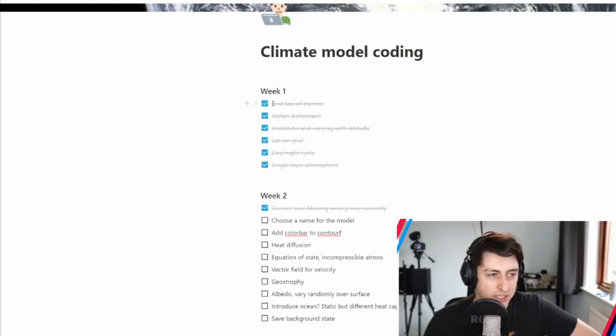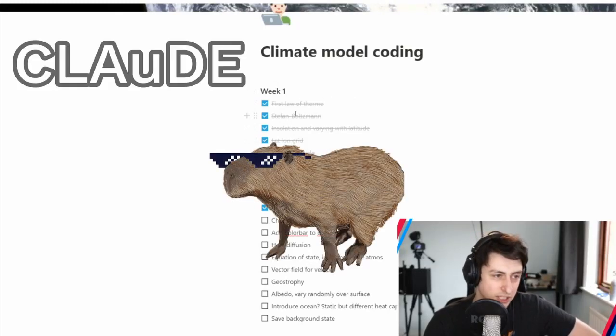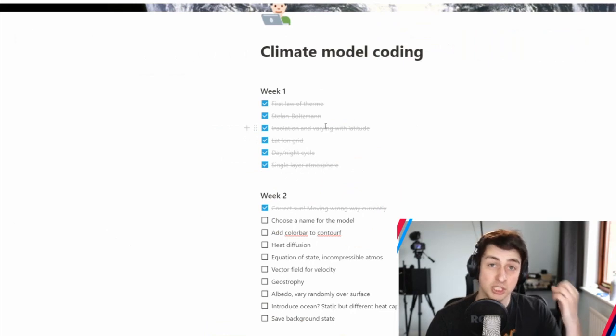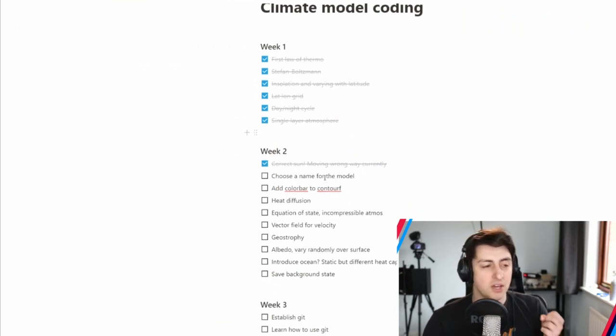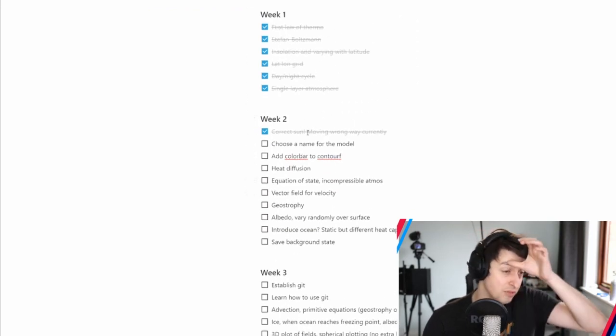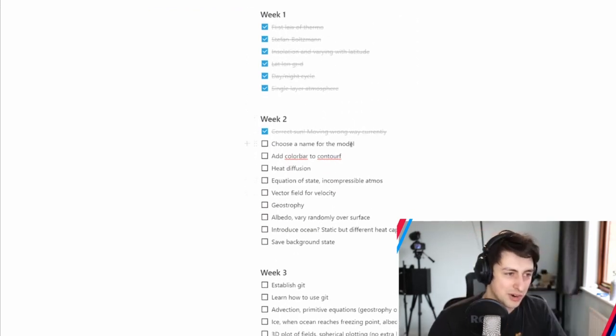What we did last week was the first law of thermodynamics, the Stefan-Boltzmann equation, varying how much sunlight came in with latitude and longitude, the day-night cycle, and we had a single layer atmosphere. This is what I'd like to do this week. I've already implemented the sun going the right direction and a couple of other little bits.